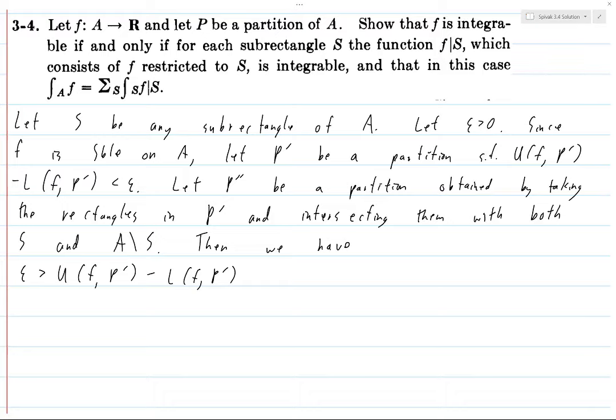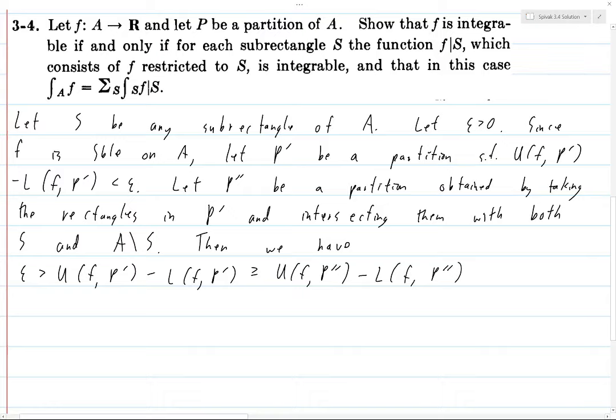But anyways, P double prime is a subpartition of P prime, and so the difference between the upper and lower sums is even better. So this is greater than or equal to U(f, P double prime) minus L(f, P double prime).